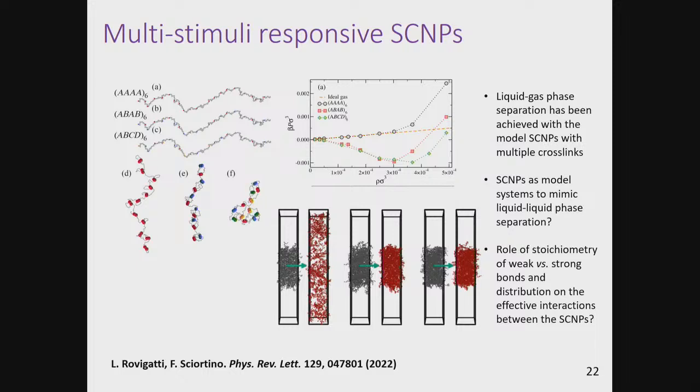If you look at their phase behavior, these are the equation of state diagrams, basically, for A, AB, ABCD, and you can see that pressure is negative in these two cases. That means there are attractions simply coming due to combinatorial entropy, which I have shown before. So if you are interested, you can have a look at this paper.